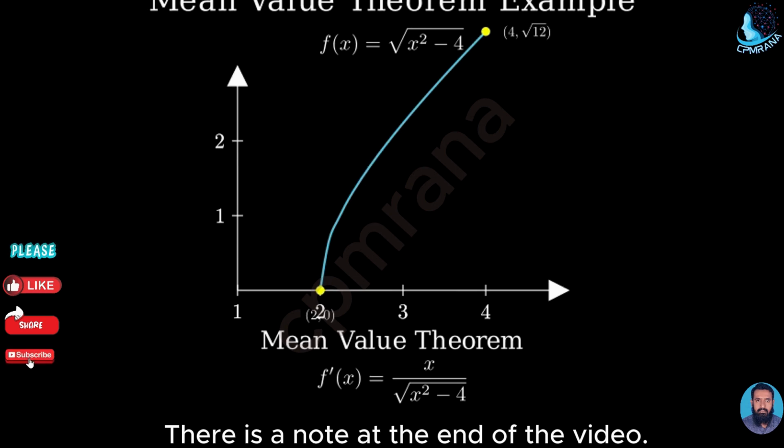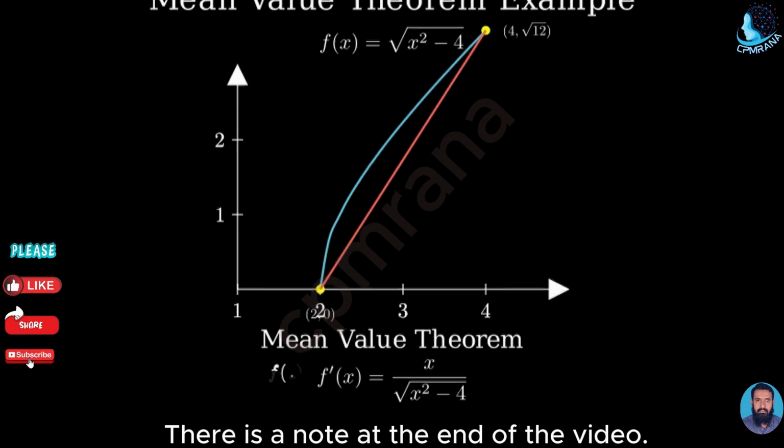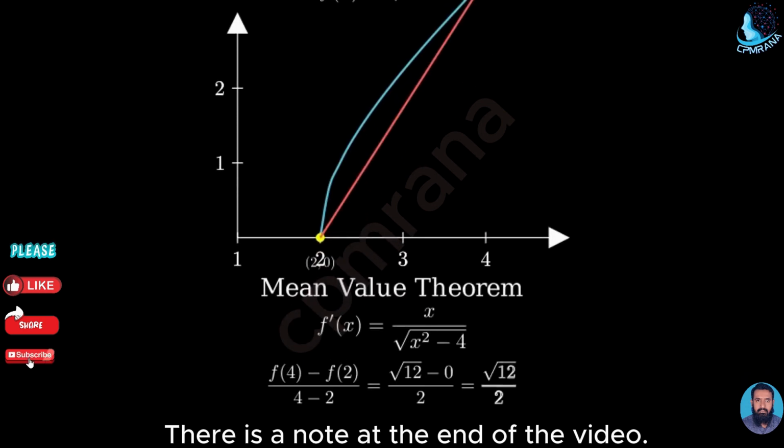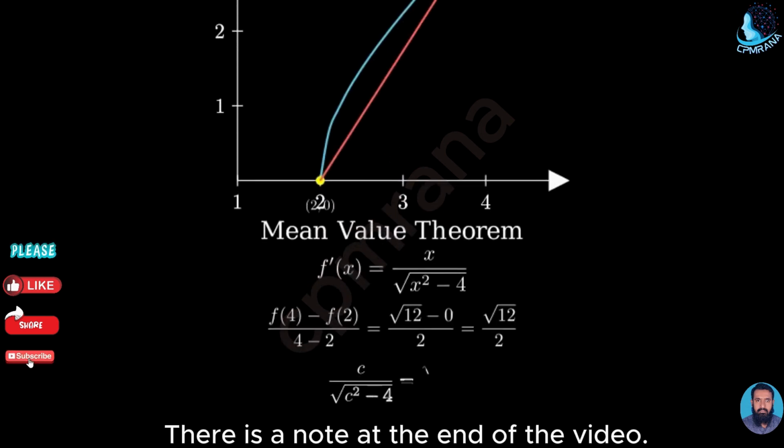According to the theorem, we first find the average rate of change by connecting the endpoints with a secant line. This gives us f of 4 minus f of 2 over 4 minus 2. Now, we set this equal to the derivative evaluated at some point c. This gives us the equation c over square root of c squared minus 4 equals square root of 12 over 2. Let's solve this equation step by step.